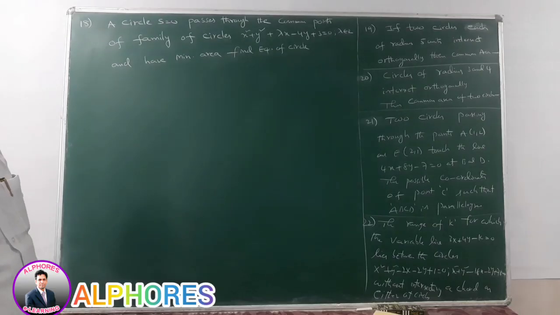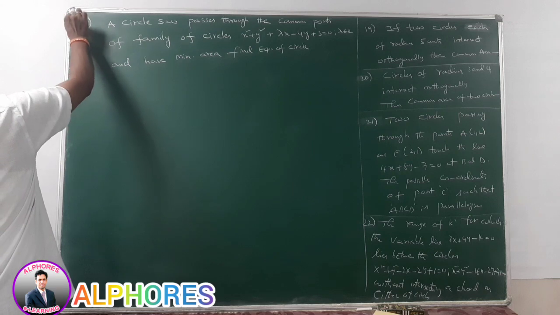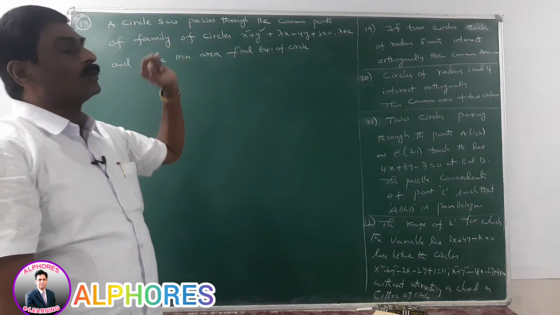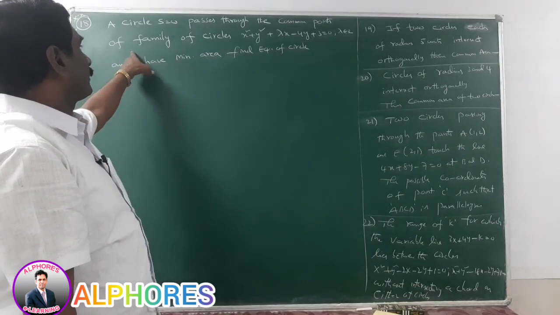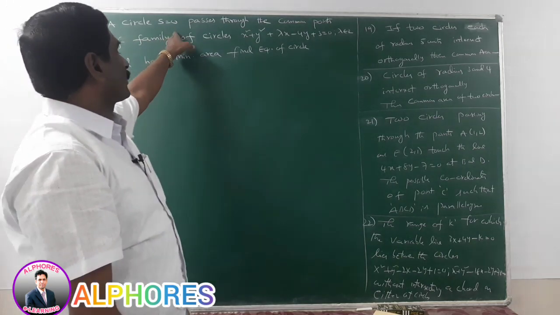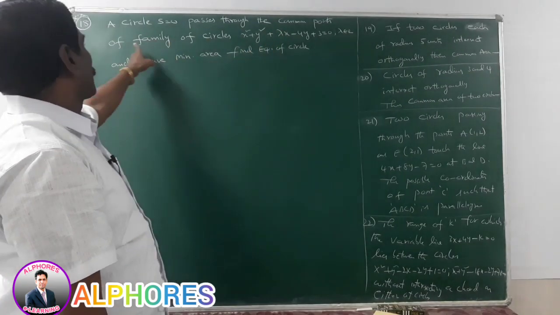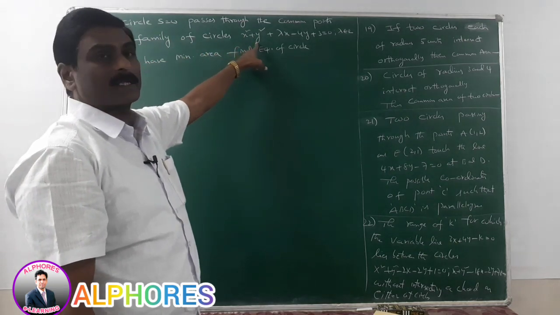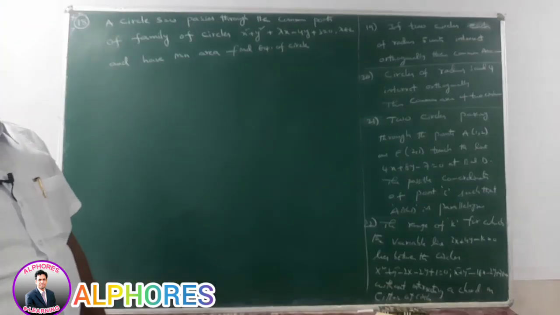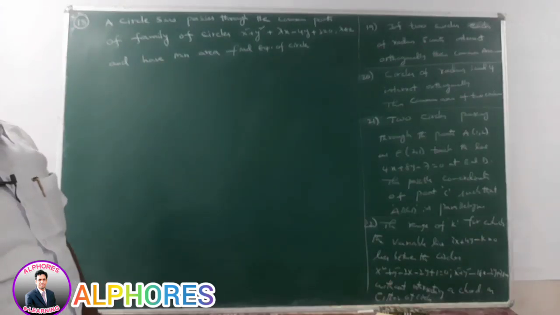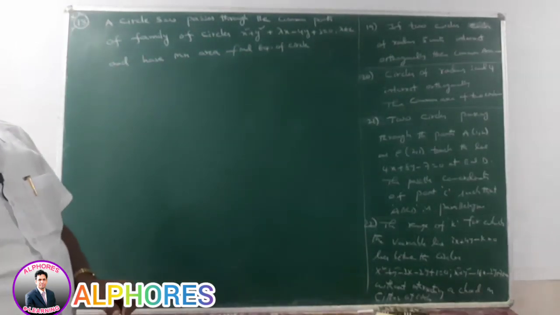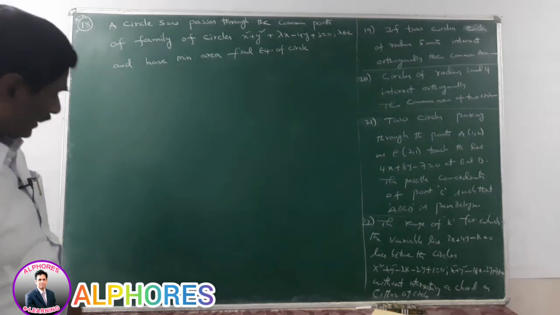Next, 18th, very, very important. A circle S is equal to 0 passes through the common points of the family of circles x square plus y square plus lambda x minus 4y plus 3 is equal to 0, where lambda belongs to R, and has minimum area. Find the equation of the circle.